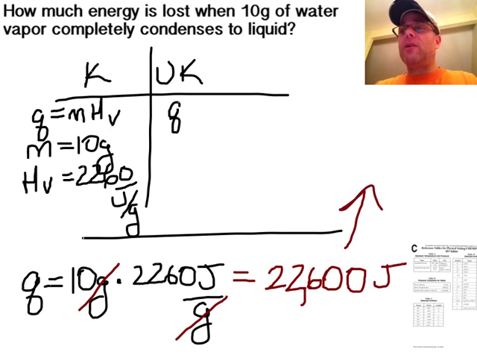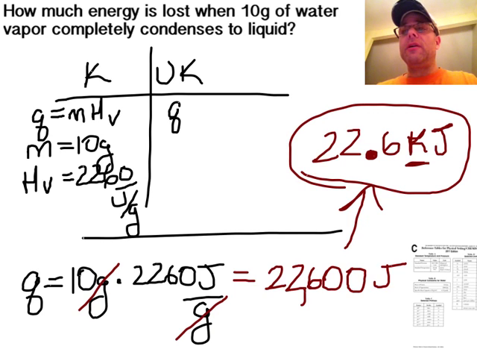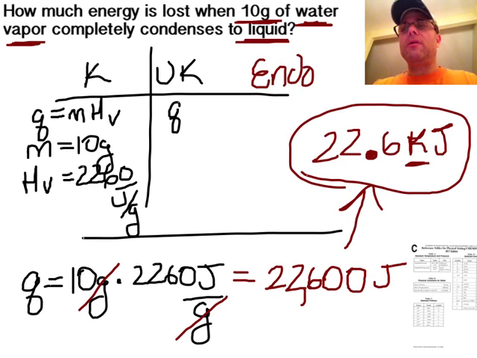Now, just so you know, that could also be written as 22.6 kilojoules, because kilo means 1,000. So we can create a shorthand where it's 22.6 kilojoules of energy required, which is lost actually, when 10 grams of water moves from gas, a vapor, to liquid. So it is losing this amount of energy. And if it's losing that energy, let's also consider it is an endothermic reaction.